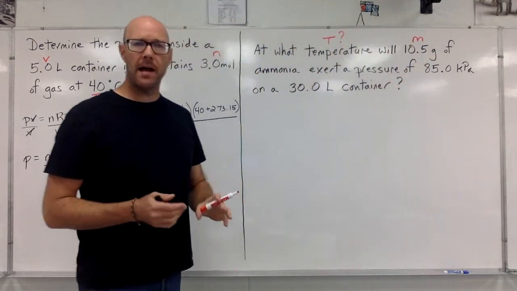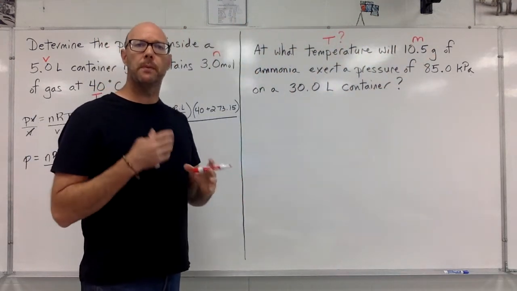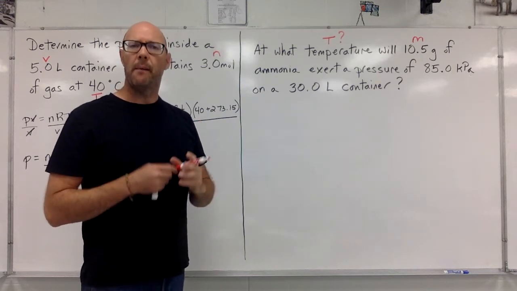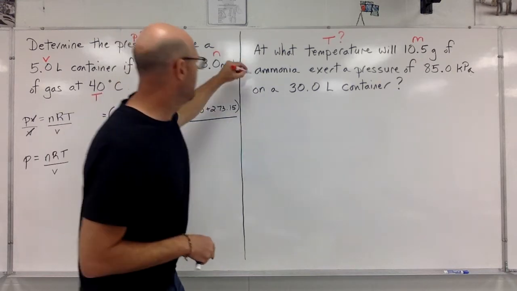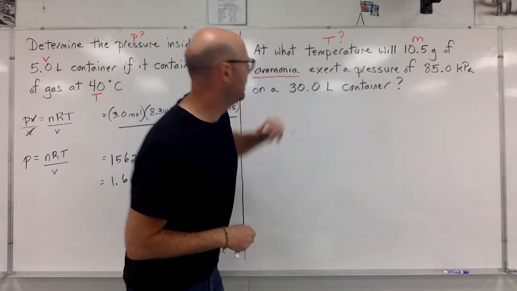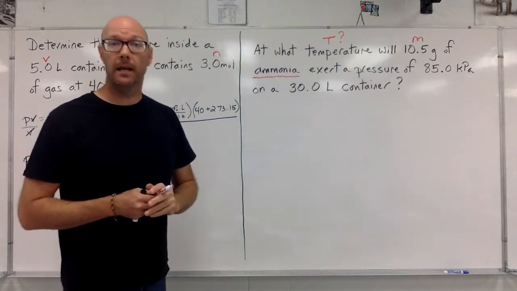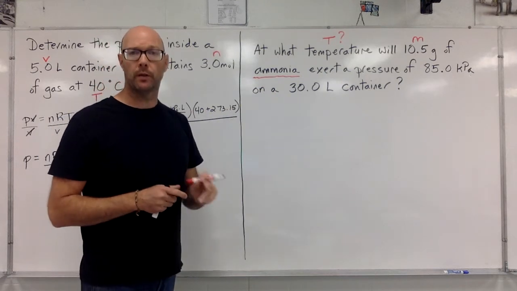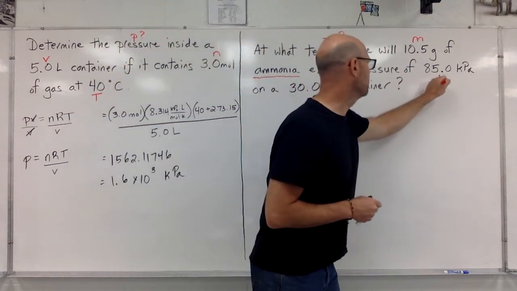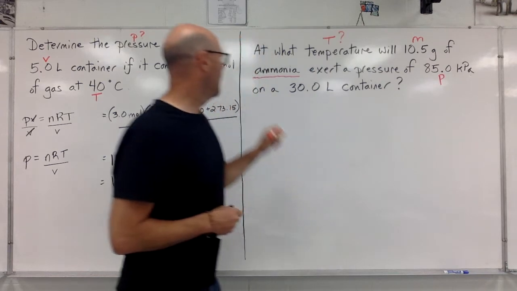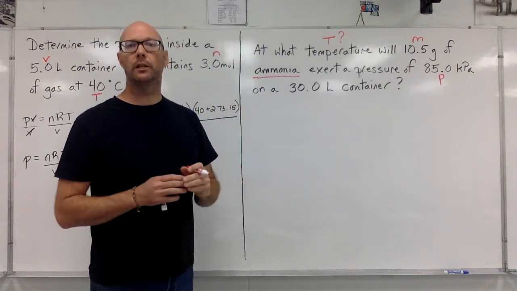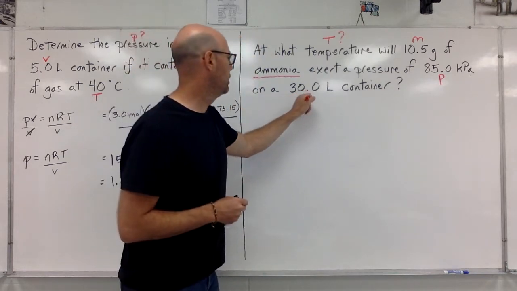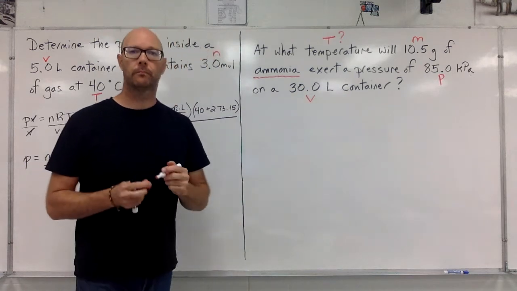As soon as I see mass, I start to think, oh boy, this is maybe going to be a two-step question. I might have to use molar mass. Here, the chemical ammonia is going to make a difference. A pressure of 85.0 kilopascals, that's the P. And we have a 30.0 liter container, the volume.